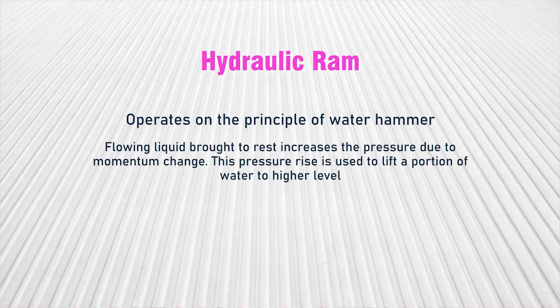The flowing liquid is brought to rest, which increases the pressure due to the change in the momentum of the fluid. This pressure rise is then used to lift a portion of the water to higher levels. The key components of hydraulic ram are the supply tank, the delivery pipe, the supply valve, the air valve, and the delivery and the waste valves.